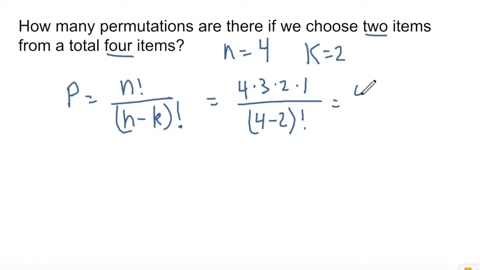Let's write that out. 4 times 3 times 2, we can ignore that one, divided by, this is 2 factorial, which is just 2, really. 2 factorial is just 2. So that's our answer here. The 2's cancel each other out, and we just get 12. So the number of permutations, if we choose 2 items from a set of 4 items, is 12. There are 12 possible permutations.